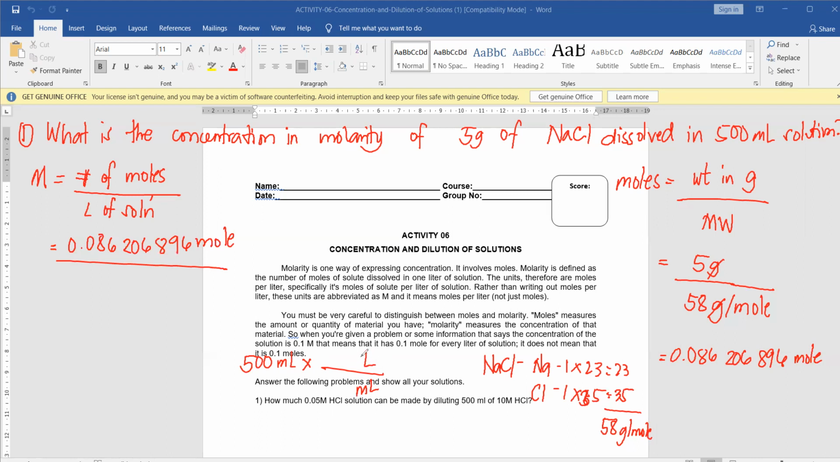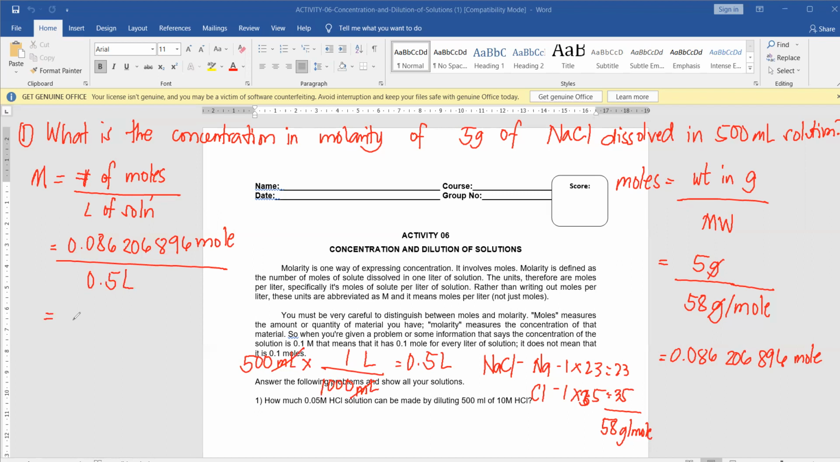What is our conversion factor? In one liter, we have 1,000 ml. Okay, very good. So, let us cancel this one. So, 500 divided by 1,000, of course, is 0.5 liters. So, this is what we put here, class. Now, we can divide, and we can get the concentration of this solution.